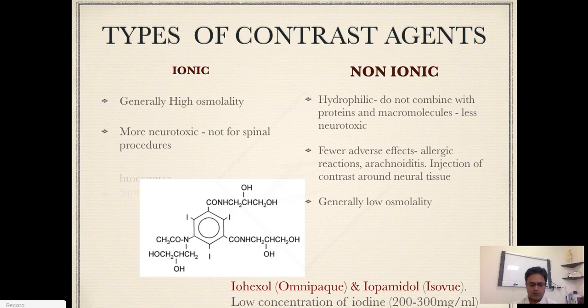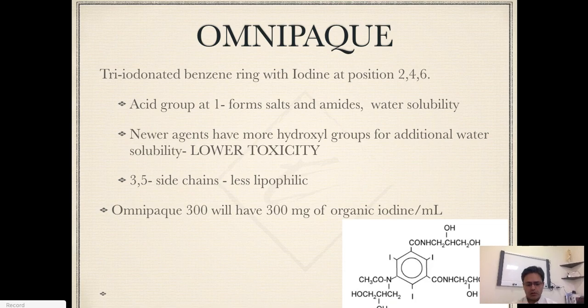So the common ones which we use normally are OMNIPAQUE, which is chemically iohexol, and the concentration of iodine, depending on what strength you're using, is variable between 200 to 300 milligrams per ml. So if you talk about OMNIPAQUE, this is the chemical structure which we've discussed a little bit before, and it comes in various strengths or forms. As we discussed before, there are iodine atoms at position 2, 4 and 6.